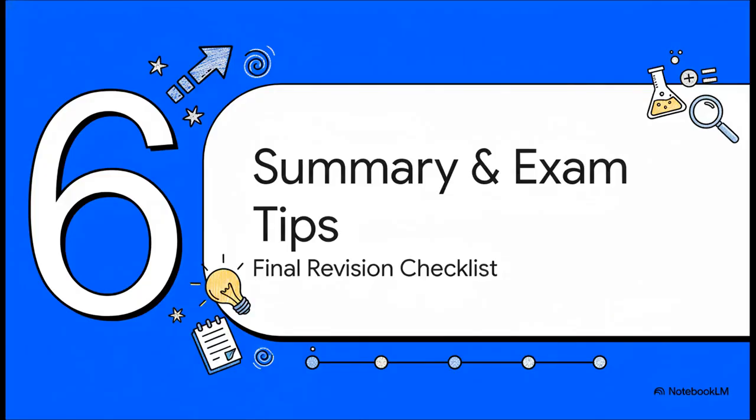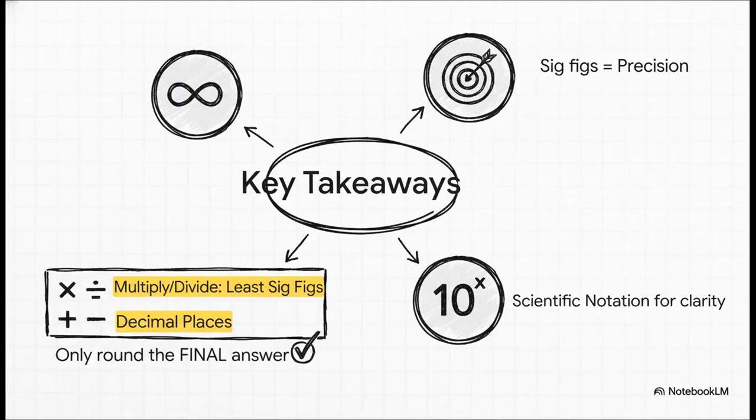Phew, we have covered a ton of ground. Let's boil it all down into a final revision checklist. Section 6, Summary and Key Exam Takeaways. So, let's recap the absolute must-knows. Significant figures are all about communicating precision. If you're ever in doubt, use scientific notation to avoid ambiguity.